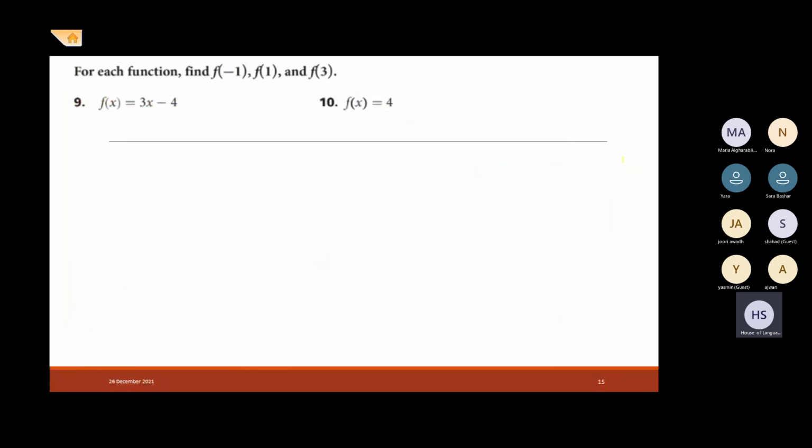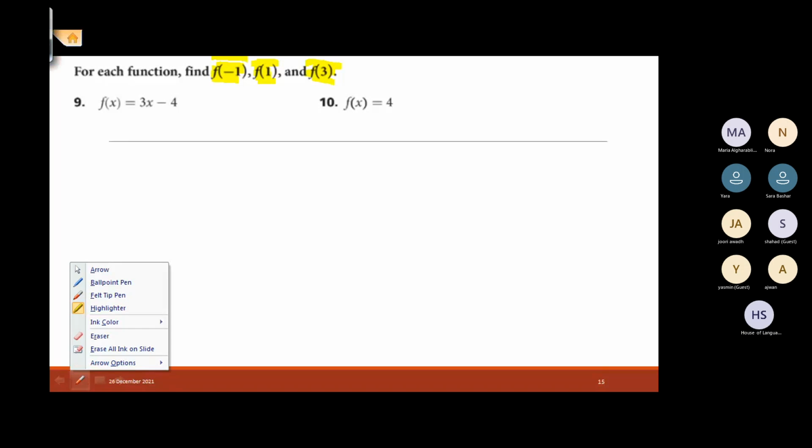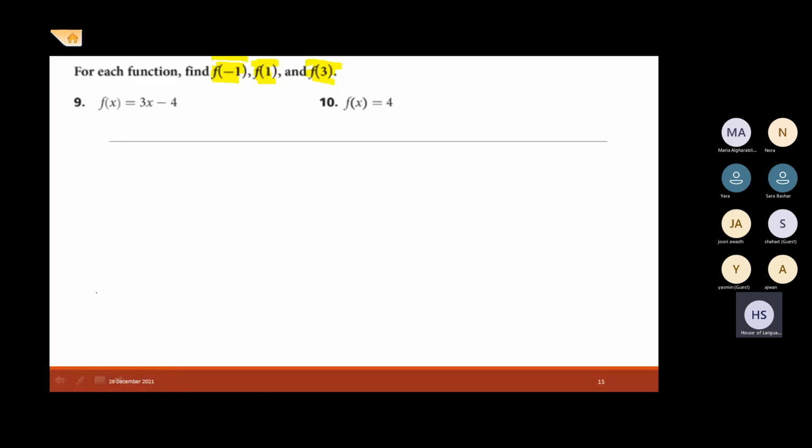So, let's go now to this one here. I want you now, for each function, find f of -1, f of 1, and f of 3. I will solve one of them. Let's go now to number 9 first. Yeah, f of -1. Okay? 3x minus 4, f of x.